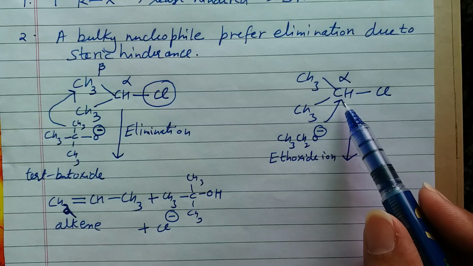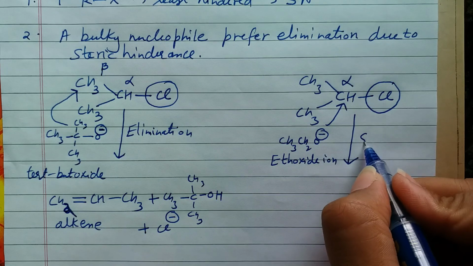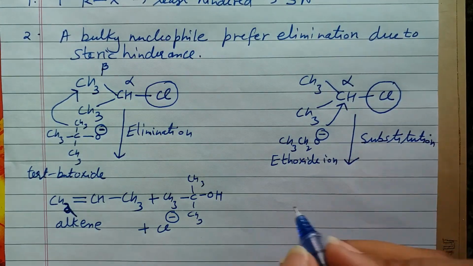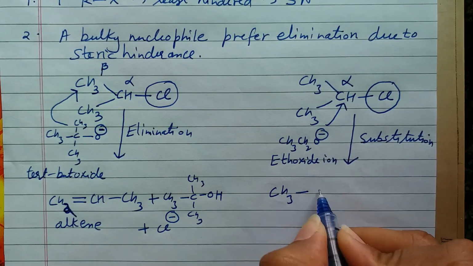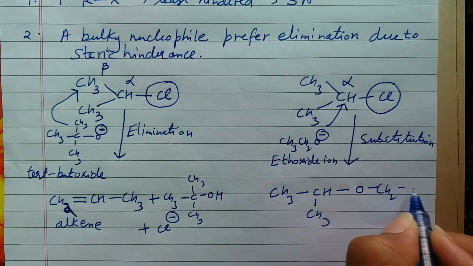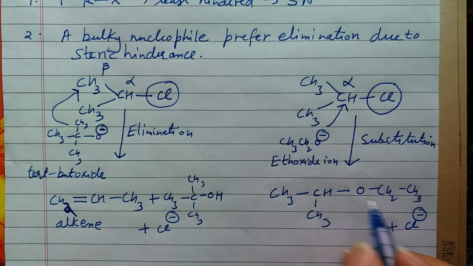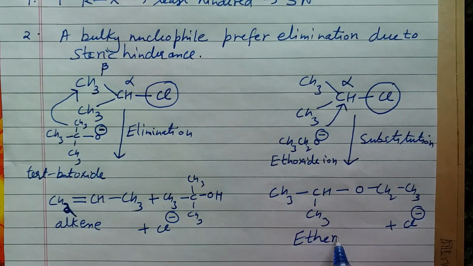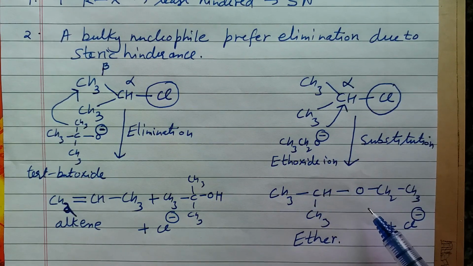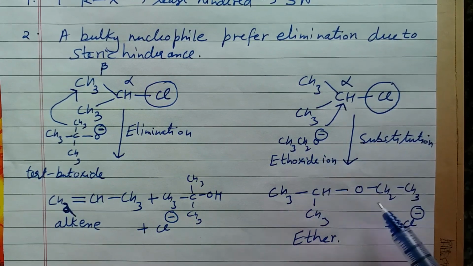Now when it reaches the alpha carbon, it will remove the halogen from here. And the reaction that takes place is substitution. The halogen is substituted by your nucleophile, and the halogen atom leaves as the halide ion, right? So substitution results in the formation of what? Ether. Nucleophilic substitution of alkyl halides with alkoxide ions forms ethers. We have done this already, and so the Cl is replaced by the OCH2CH3 group, forming an ether.